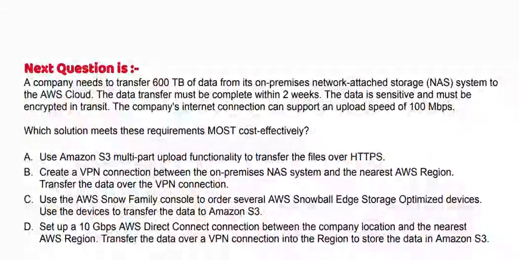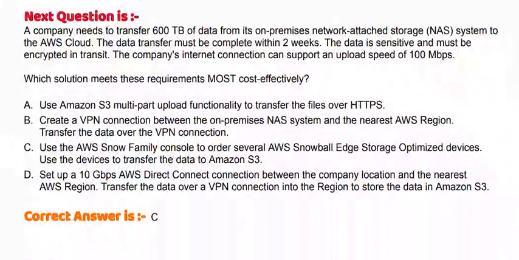And option D. Set up a 10 GB per second AWS Direct Connect connection between the company location and the nearest AWS region. Transfer the data over a VPN connection into the region to store the data in Amazon S3. And the correct answer is option C.